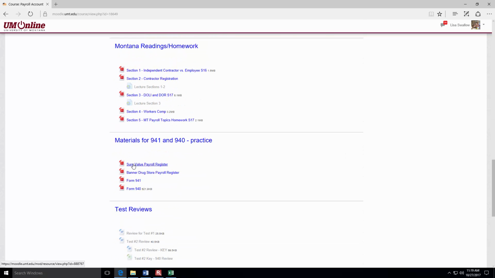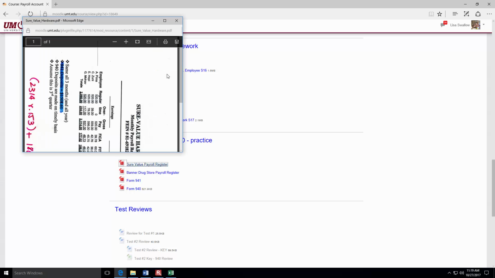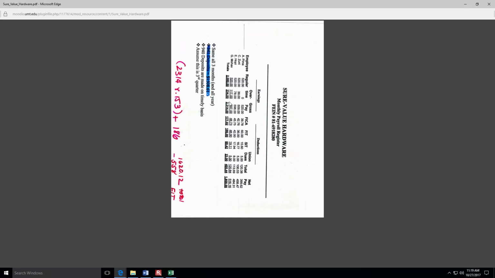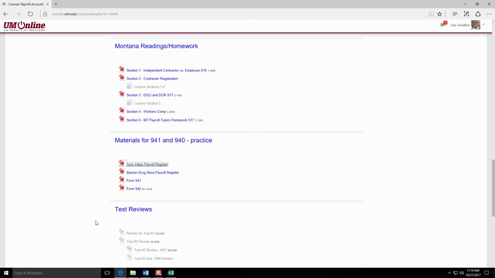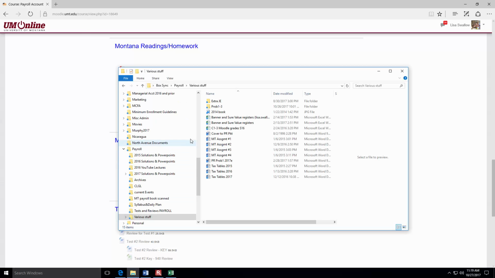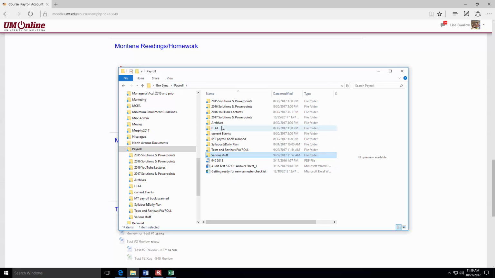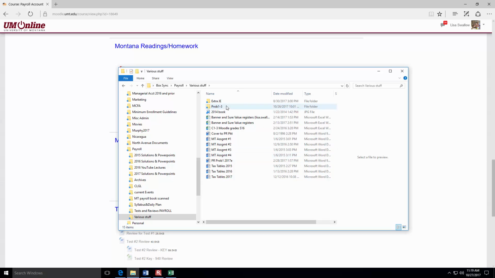Let's go to the Sure Value Payroll Register. And you guys, and then you can right click on it, I think. How do I do that? I've got to rotate it. Maybe I can't do that in here. Let's payroll. Okay.